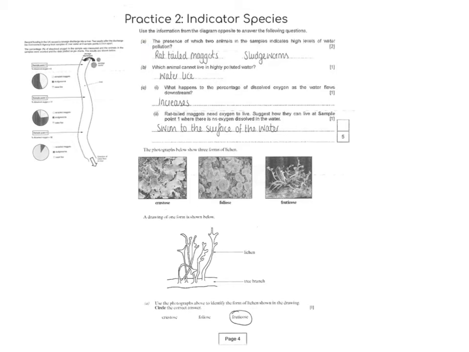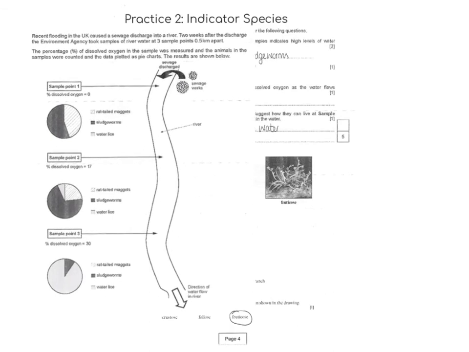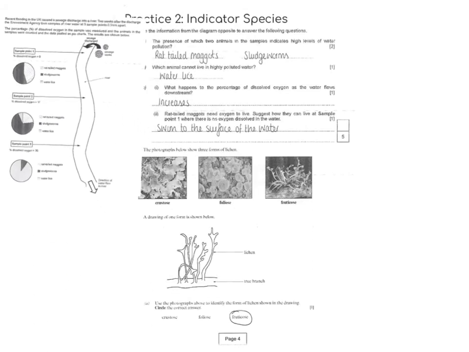So if I zoom back in onto our diagram, we've got recent flooding and then sample points. So the sewage is discharged here. So the highest point of pollution would be at the top. So the 2 that I've found are sludge worms and rat-tailed maggots.